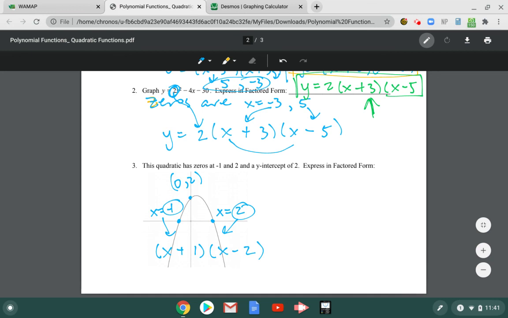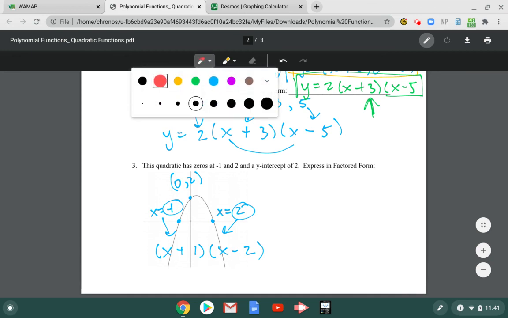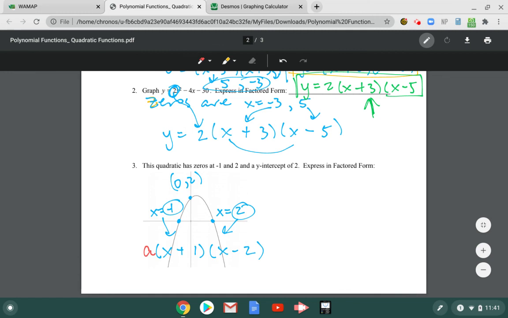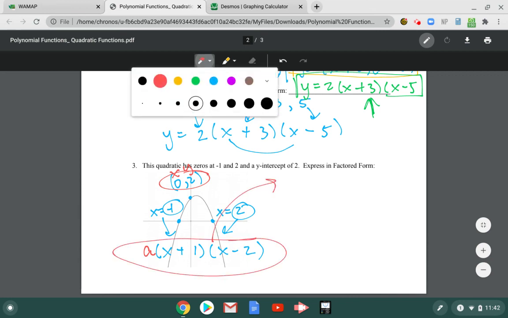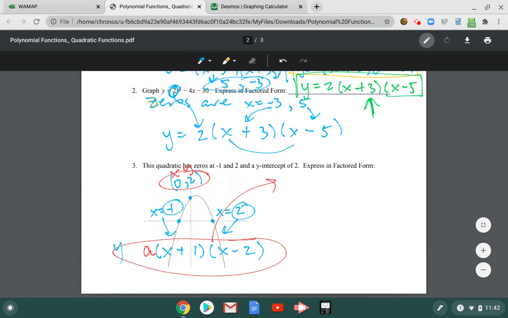The only thing I don't have, I see there's a reflection. There might also be a stretch or compression. I just don't know. So the only thing I'm missing is my value a, and I'm going to use my point 0, 2 to get there. X is 0, y is 2. So let's go ahead and work the math over here. Y equals, I'm going to put that point in. X equals 0, y equals 2.